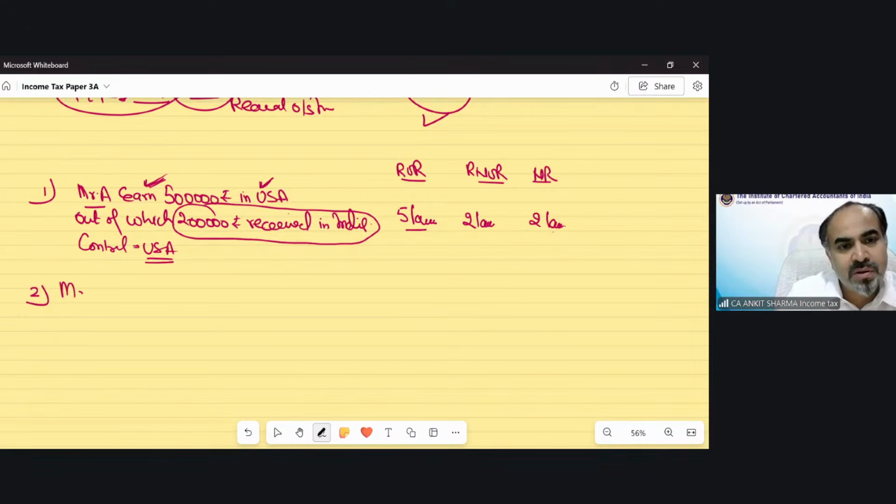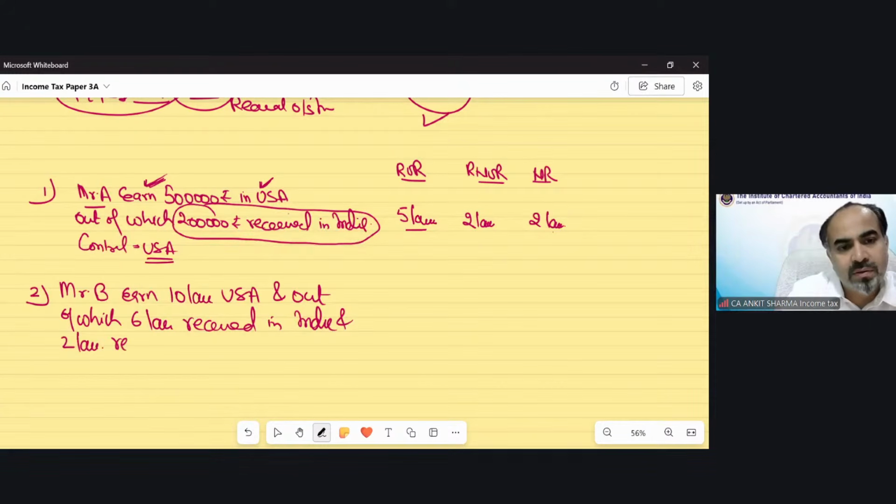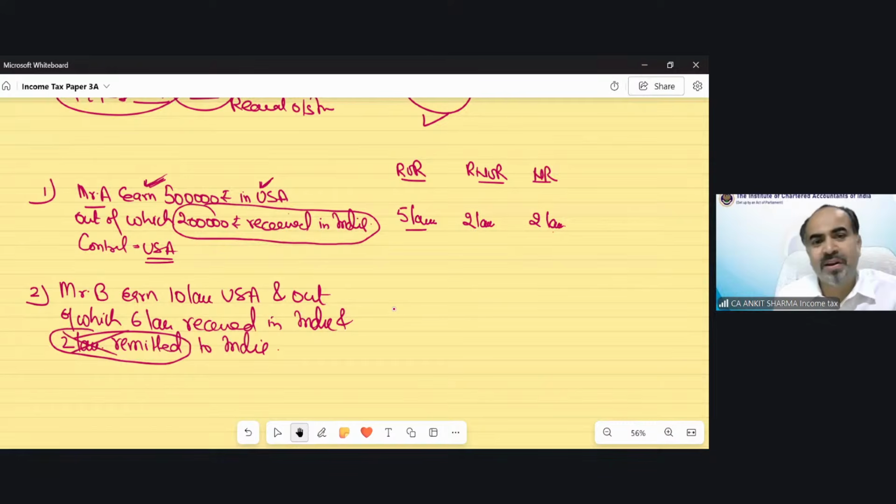Now suppose Mr. B earned 10 lakh rupees, 2 lakh remitted to India. Now you just need to do one thing. Just ignore this remittance information. Just think there is nothing written. There is no 2 lakh given in the question. Now do the treatment. You will find the correct answer. Just ignore this 2 lakh rupees information or brought information in the question. You will be able to solve that question correctly.